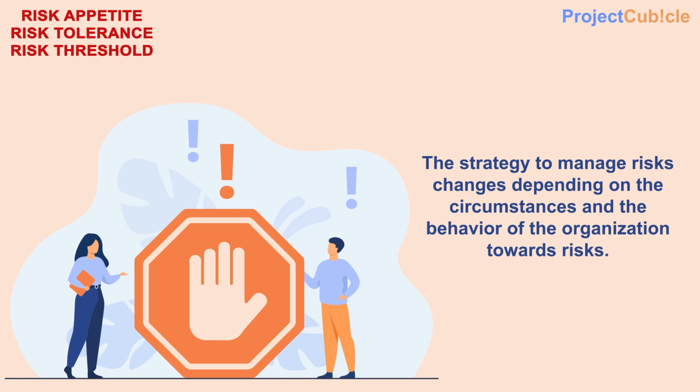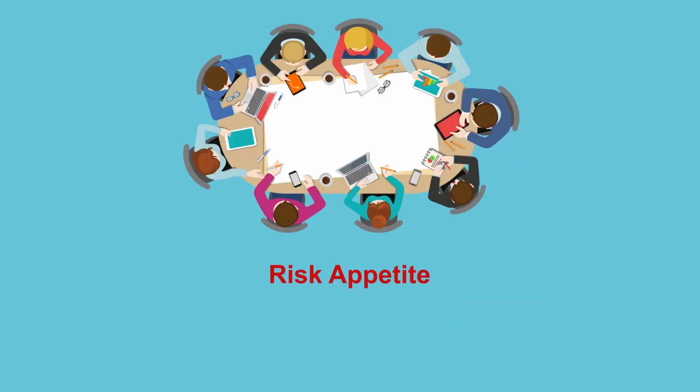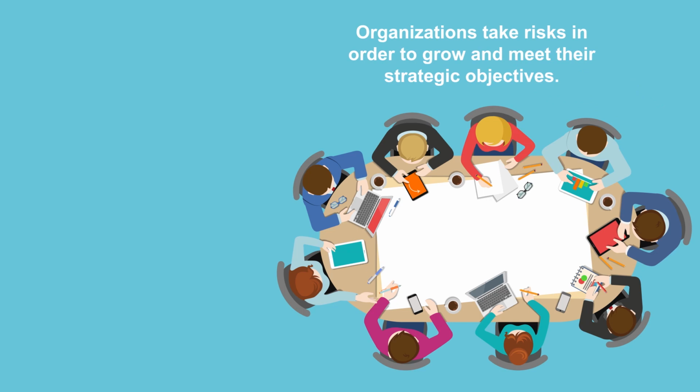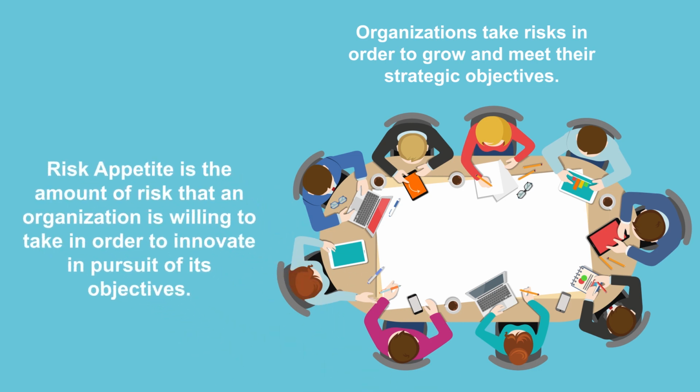The strategy to manage risks changes depending on the circumstances and the behavior of the organization towards risks. Risk appetite. Risk appetite is the degree of uncertainty an organization or individual is willing to accept in anticipation of a reward. In other words, risk appetite is the amount of risk that an organization is prepared to pursue. Organizations take risks in order to grow and meet their strategic objectives. Risk appetite is the amount of risk that an organization is willing to take in order to innovate in pursuit of its objectives.